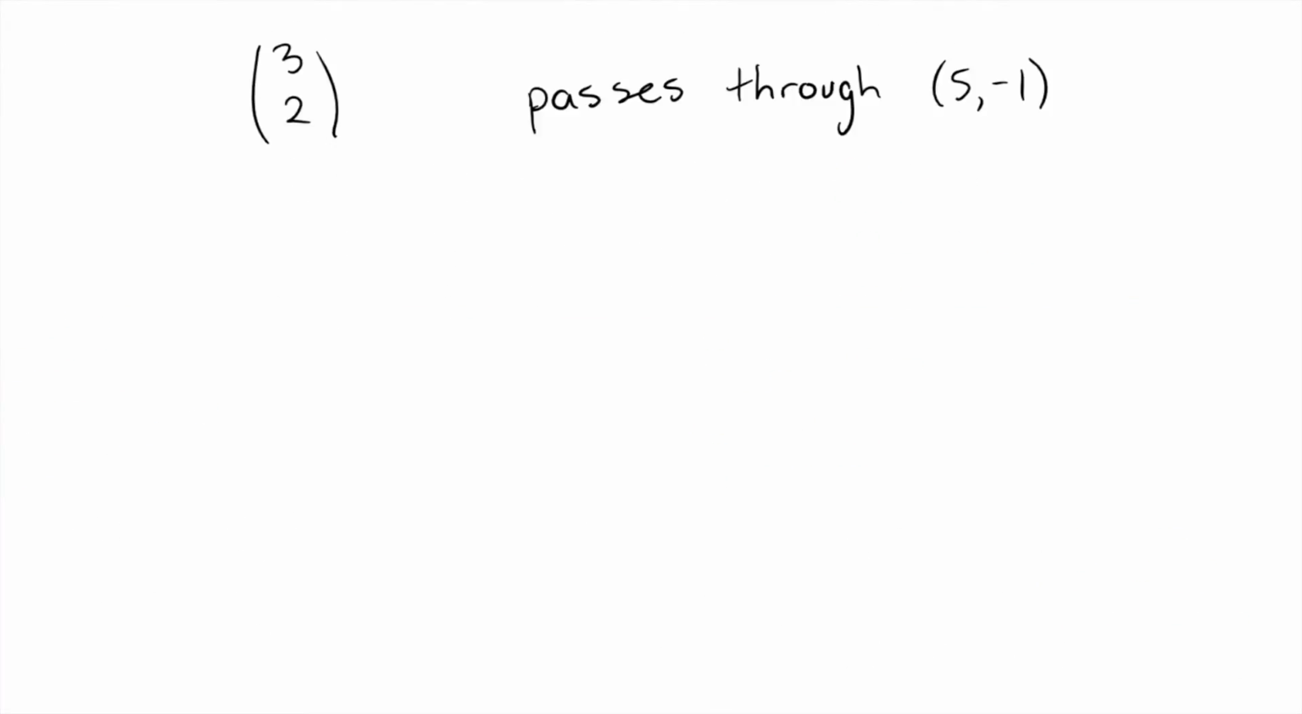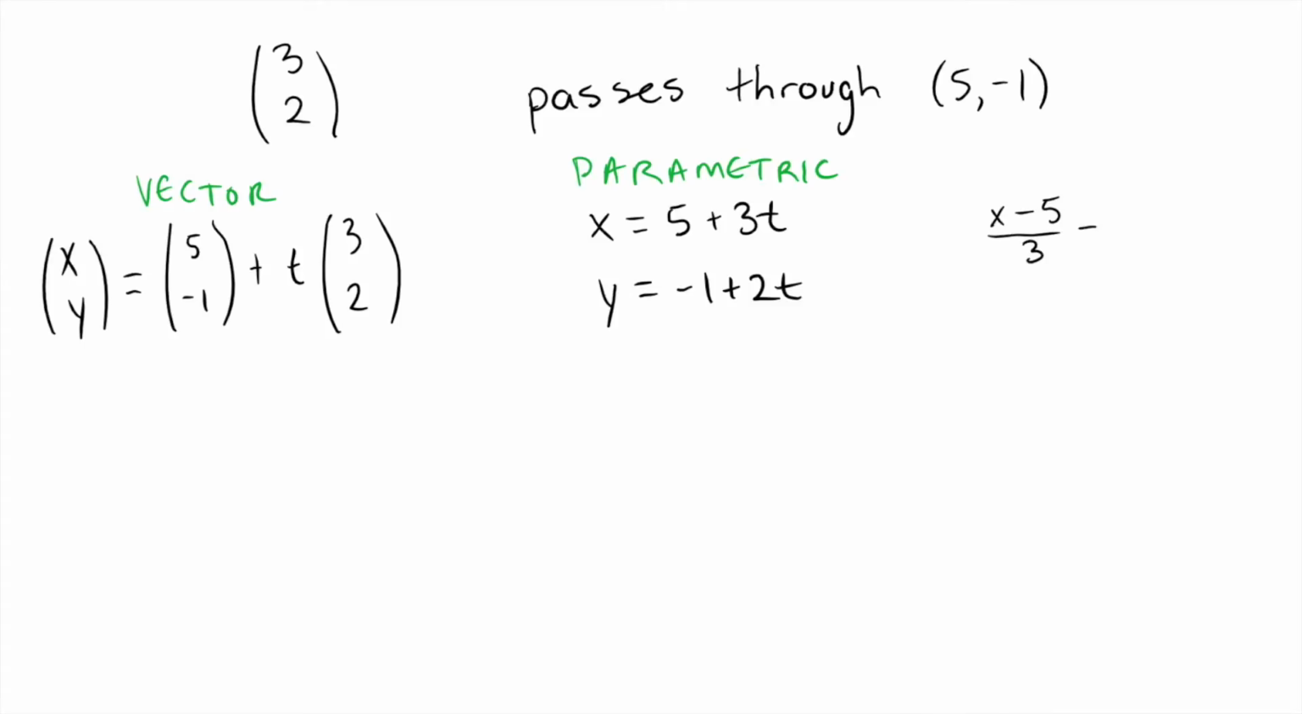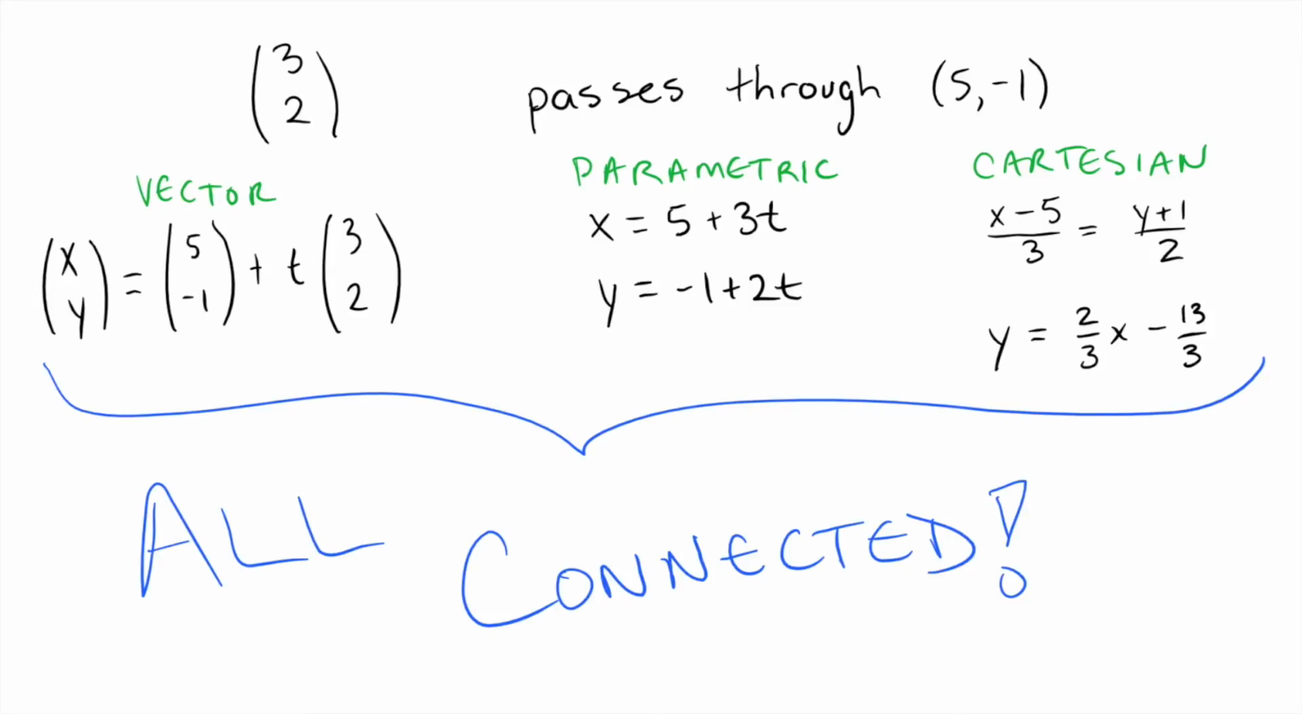So if I wanted to find the equation of the line with a direction vector 3, 2 that passes through the point 5, negative 1, I now have a variety of different ways I could express this equation. I could write it as a vector equation. x, y is equal to 5, negative 1 plus t times 3, 2. I could express it as a parametric equation. x is equal to 5 plus 3t. y is equal to negative 1 plus 2t. And I could express it as a Cartesian equation by isolating t, setting them equal, and then isolating my y value to end up with that y equals mx plus b form that we're very used to. These three forms of writing the equation of a line are all then clearly connected.